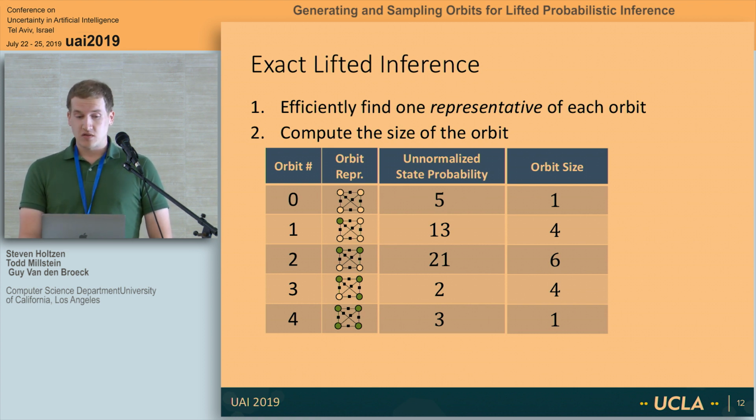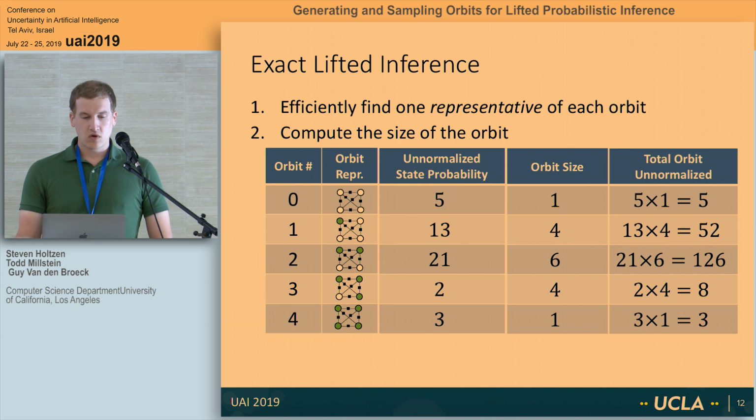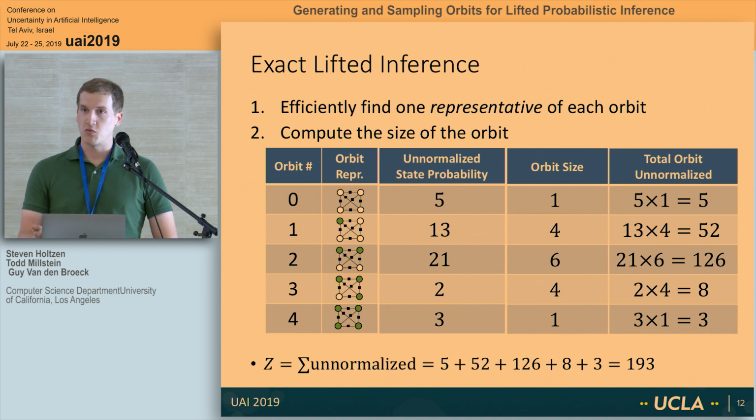Now we need to compute the size of the orbit. So the orbit size is 1, because there's exactly one way to have 0 true assignments. 4, because there's 4 ways to have 1 true assignment. And then 6, because there's 6 ways to have 2 true assignments. These are binomial coefficients. In general, they might not be, but for this problem, they are. And we can compute the total probability in each orbit efficiently. If you give me the size and you give me the probability, I just multiply them together, right? So 5 times 1 is the total unnormalized probability of being in state 0. 13 times 4 is the total probability of being in state 1, etc.